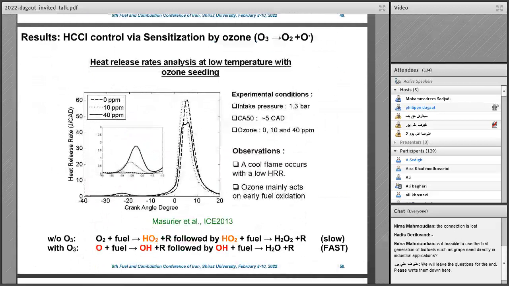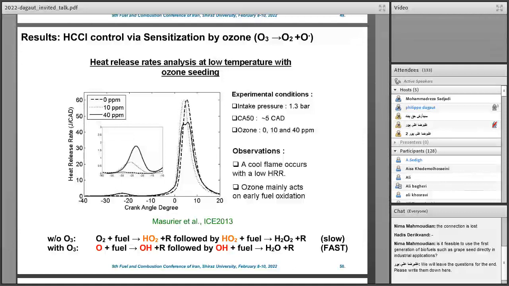And briefly, what we can see here, these are results obtained with isooctane. You can see that when there is no ozone introduced, there is almost no cool flame, no heat release in this region. And when we start to introduce ozone, 10 ppm, we can see this cool flame which occurs here, and with 40 ppm, it's even stronger. So what's going on with ozone?